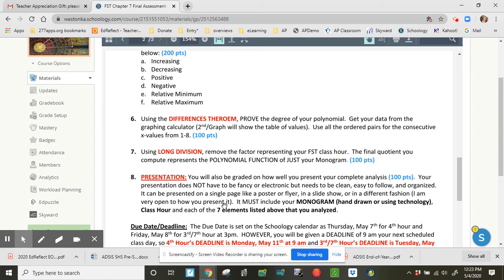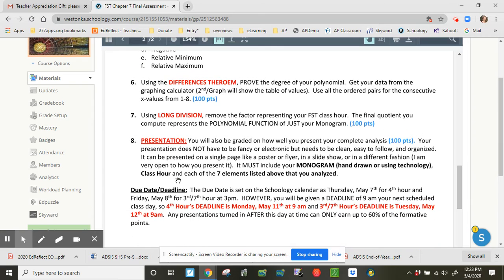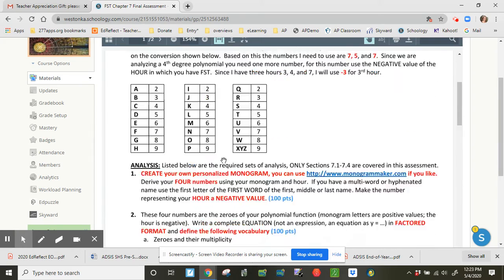I'm just going to kind of follow that you have all of these elements in there. Basically, steps 1 through 7 somewhere in there. And the deadline again for you all for 4th hour is Monday at 9 a.m. to get up to full credit.